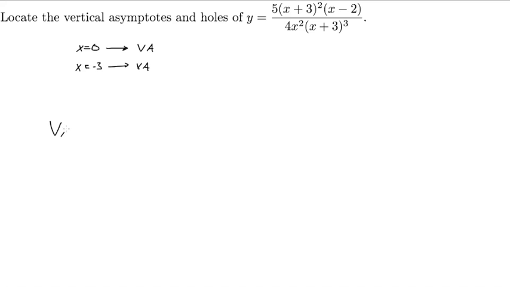So our answer here is we have vertical asymptotes at x equals 0 and x equals negative 3. I'll go ahead and put it in order. So that's our answer.